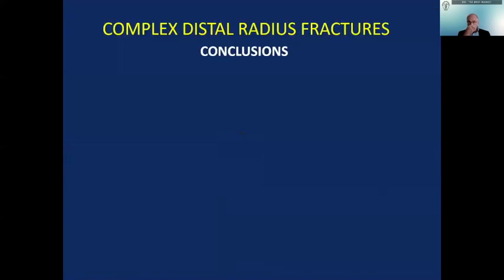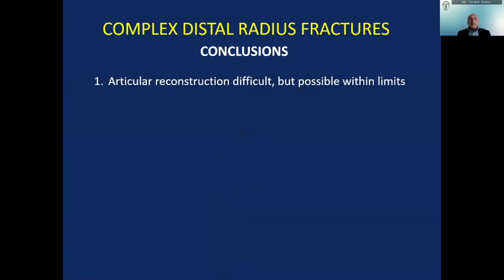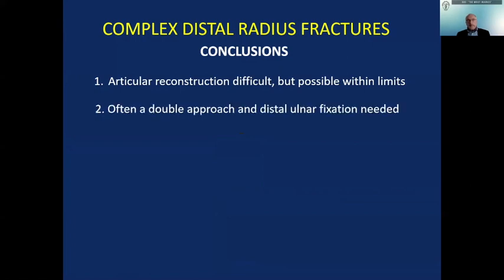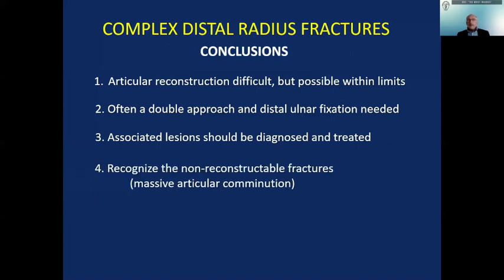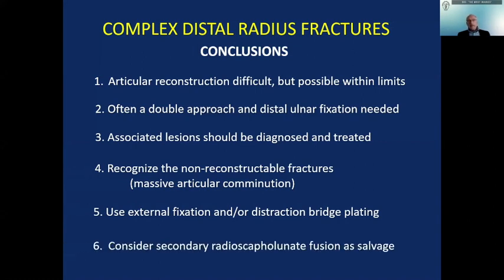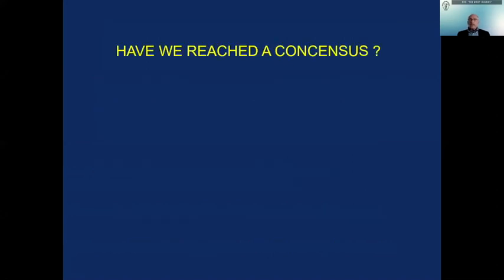So in conclusion, we can say that in these fractures, articular reconstruction may be difficult, but is possible within limits. Often you need a double approach and distal ulnar fixation. Remember to treat the associated ligaments at the same time. Then recognize the non-reconstructible fractures for the ones that will use external fixation or bridge plating. And have in mind, consider secondary radioscapholunate fusion as a salvage.